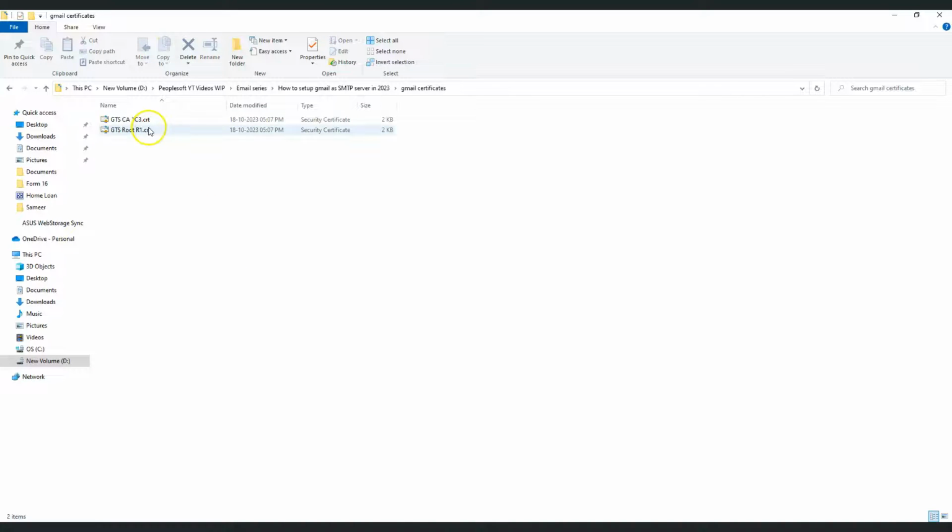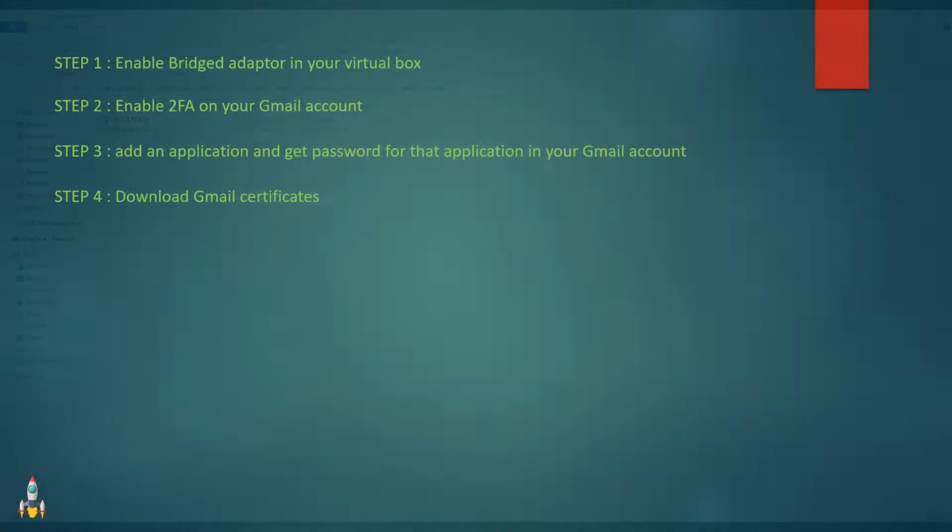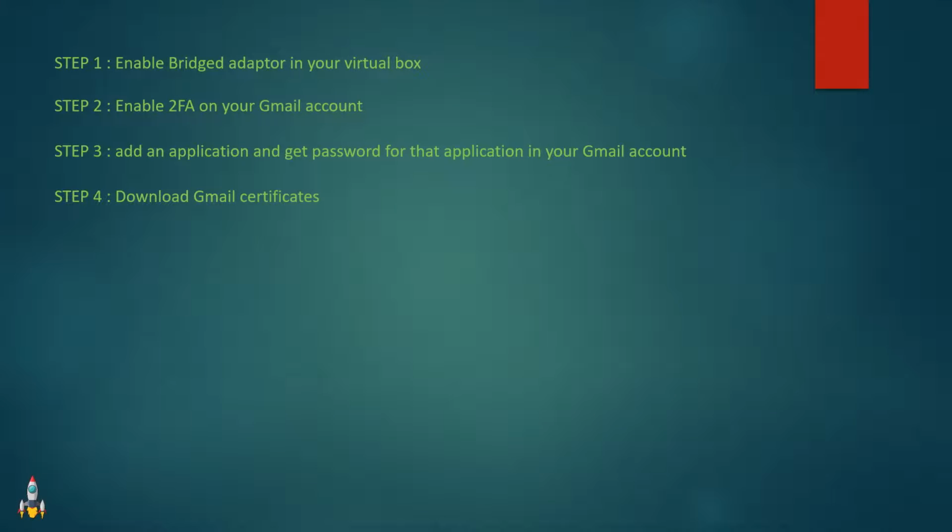So now I have both of these certificates available in my system. So now we are done with all the actions that we need to do from Gmail side. Now let's complete the remaining actions that we need to do from PeopleSoft side. So our next step, which is step 5, is to upload the Gmail certificates to the PeopleSoft digital certificate sections.